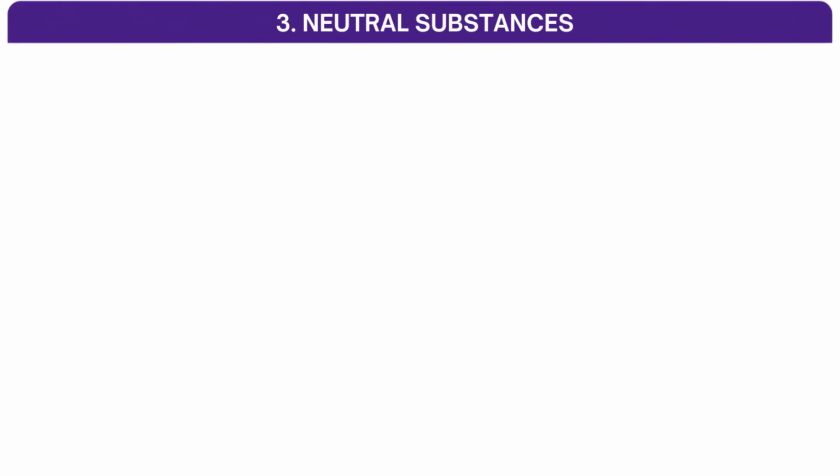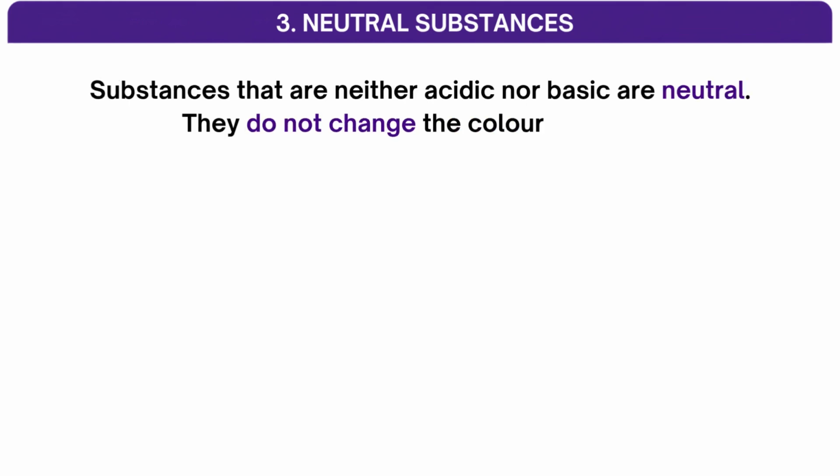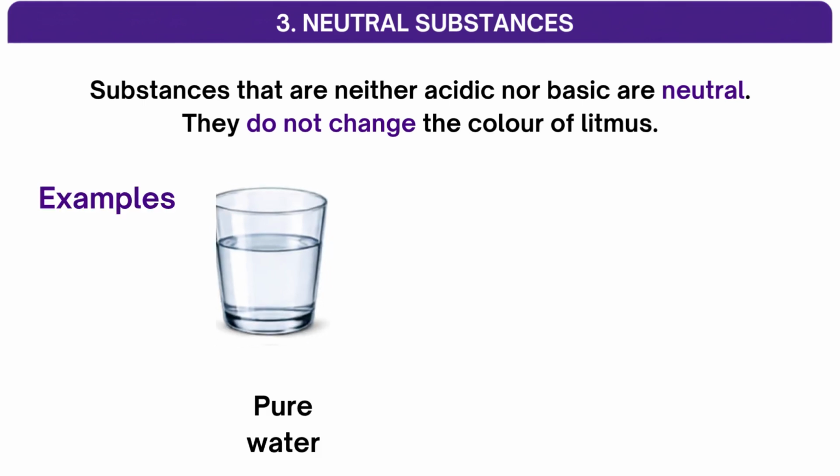Let's talk about the third substance, which is neutral substances. Substances that are neither acidic nor basic are called neutral. They do not change the color of litmus. Some examples of neutral substances are pure water and salt solution.